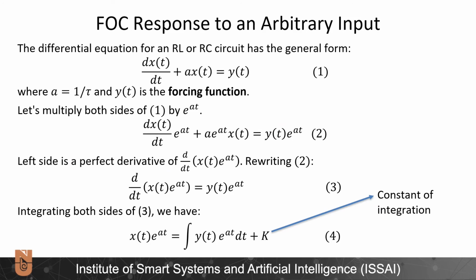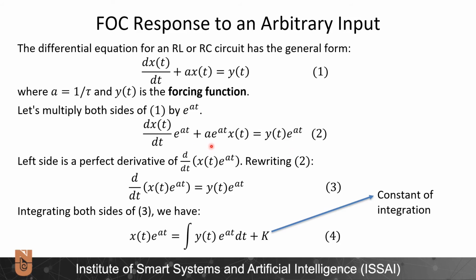Let us find the response of a first order circuit for an arbitrary input. The differential equation for an RL or RC circuit has this general form: dx over dt plus ax is equal to y(t). y(t) can be any function. It might be a step, it might be a pulse, sinusoidal, exponential decay, etc. Let's multiply both sides of 1 with e to the power of at. I end up with this expression.